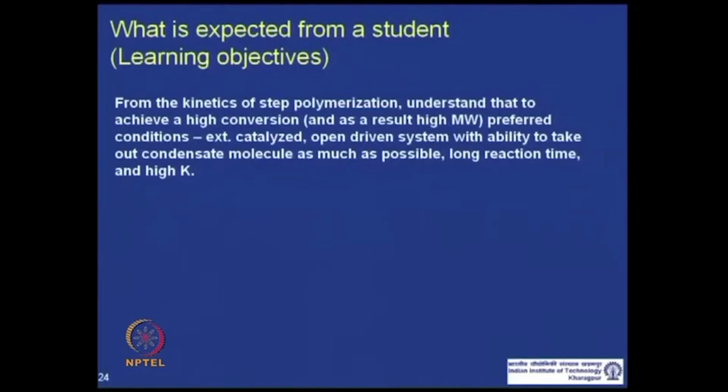From the kinetics of step polymerization, you should understand what the preferred conditions are to achieve high conversion and as a result high molecular weight. It should be externally catalyzed, it should be an open-driven system where your system has the ability to take out the small molecular byproduct as much as possible, and you must continue the reaction for a long time because the kinetics is slower. It is also always preferable to have a high equilibrium constant, which will depend upon the reactivity. So, if you can design highly reactive monomers, then they will naturally have a high equilibrium constant. So, it will be easier for you to make high molecular weight, even if you cannot remove the small molecular weight byproduct completely or quantitatively from the reaction medium.